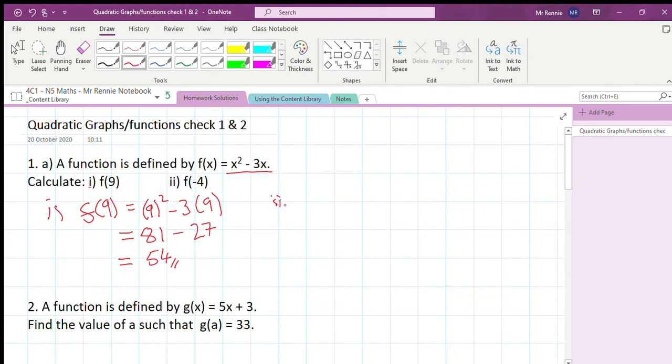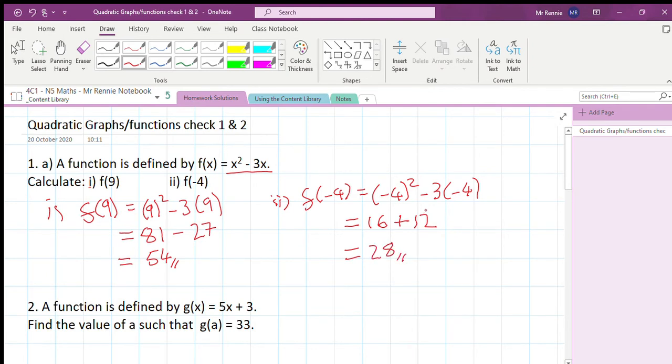So I'm going to do the second part now. I'm going to put negative 4 into this. So that's going to give me negative 4 squared minus 3 lots of negative 4. I've got to be very careful here with my negatives. If I square negative 4, negative 4 times negative 4 gives me positive 16. So I'm always going to get a positive number when I square a negative number. Then here I've got negative 3 times negative 4, so that's going to give me positive 12, not negative 12, but positive 12. And 16 plus 12 would then give me the answer of 28 there.